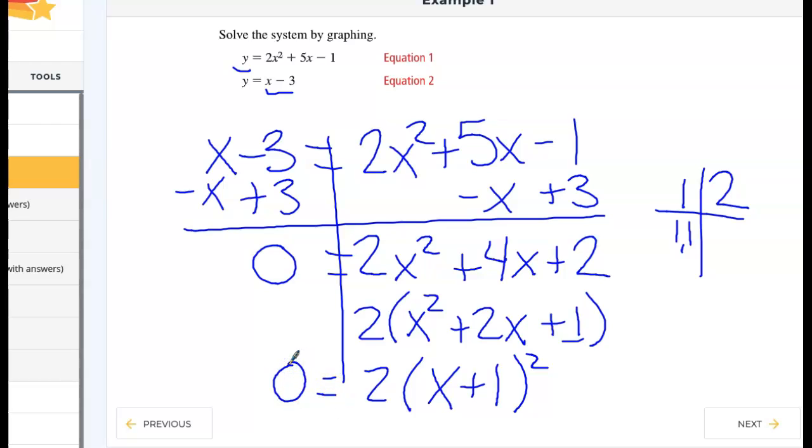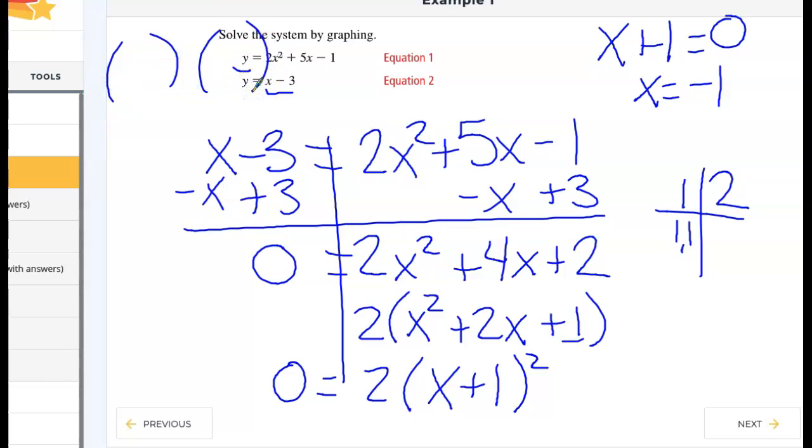So now I would just set my parentheses equal to 0 to solve for it. Do I need to worry about this 2? No. So I would set x plus 1 equal to 0, and I would get x equals negative 1. I don't have a second solution because my 2 parentheses were the same. If I had 2 different parentheses, I would set each of them equal to 0, and that would give me 2 answers, right? But I only have 1 because my parentheses were both the same.